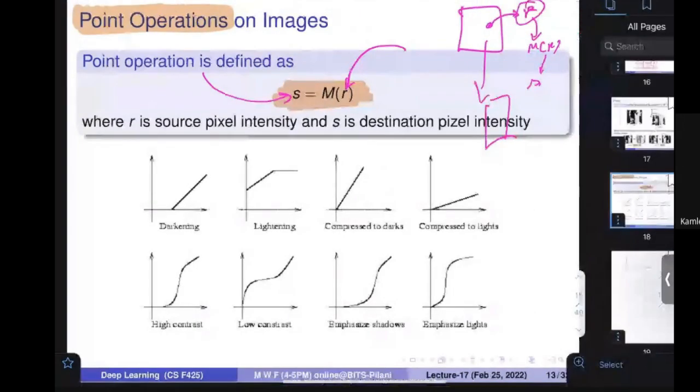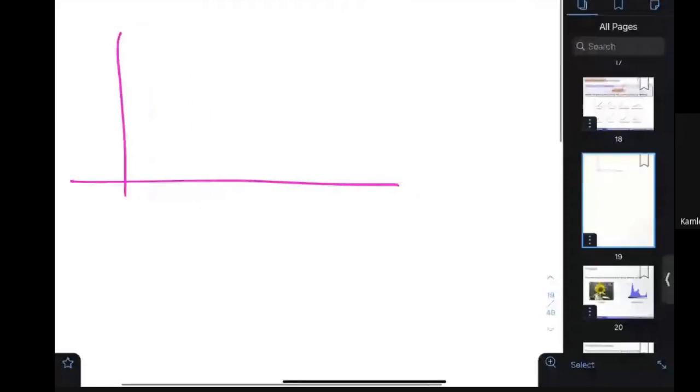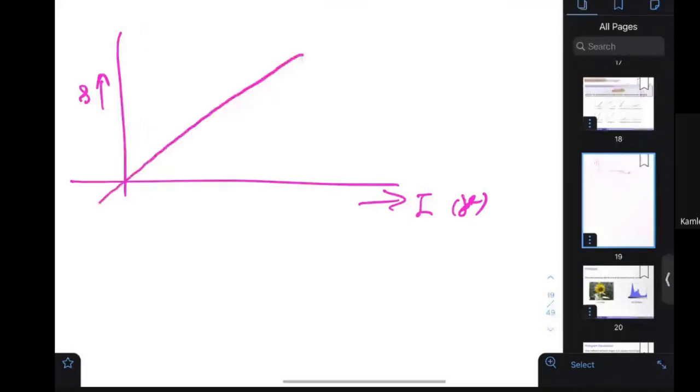One image that is given to me, I am going to change that image and get something different. So let's assume that on this side I'm going to show the intensities of that particular pixel, and on this side the s that I'm going to get. Let's say the r values are here. Once again, intensity can take the value from 0 to 255. 255 is the brightest one, 0 is the darkest one.